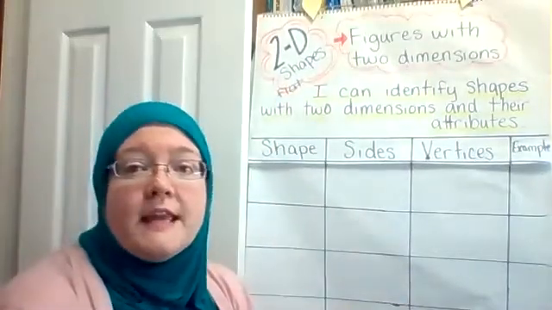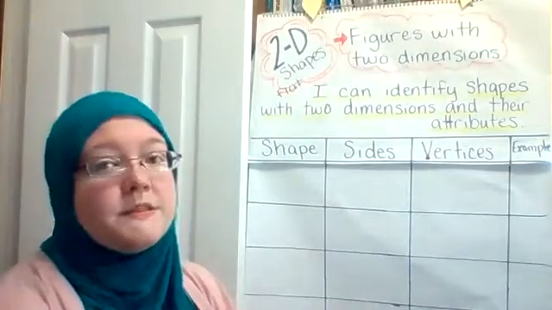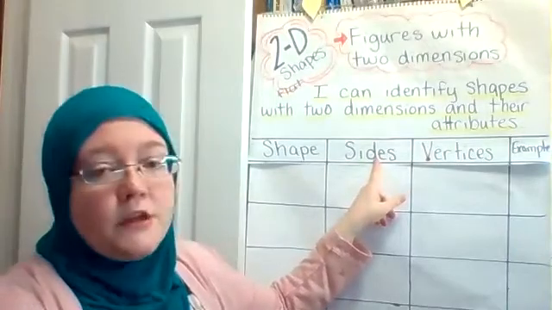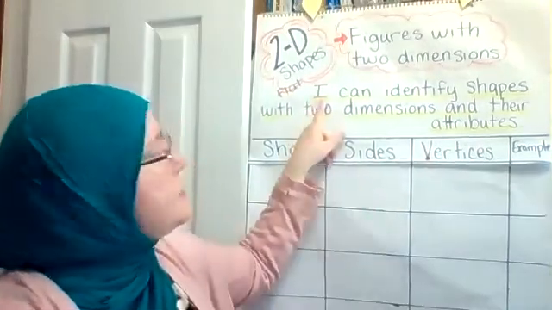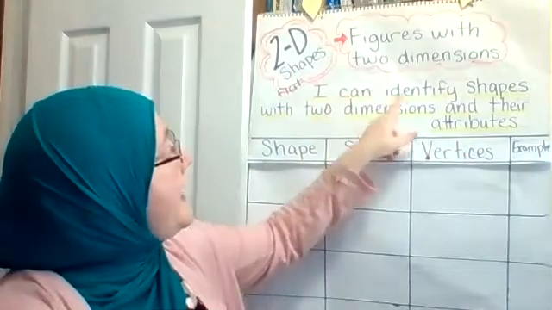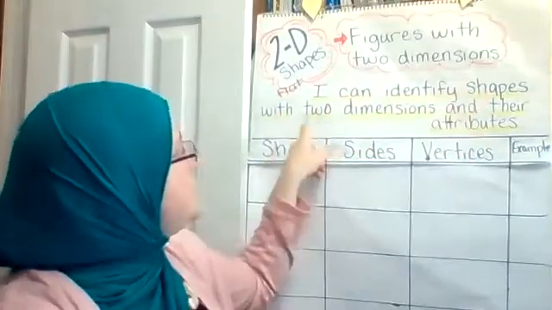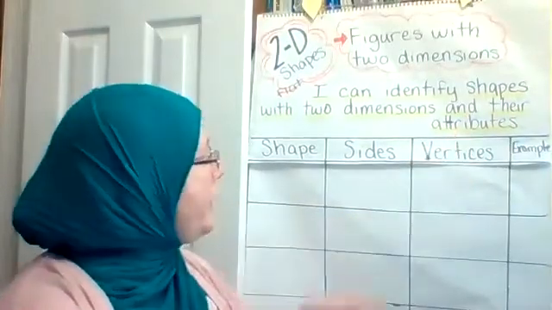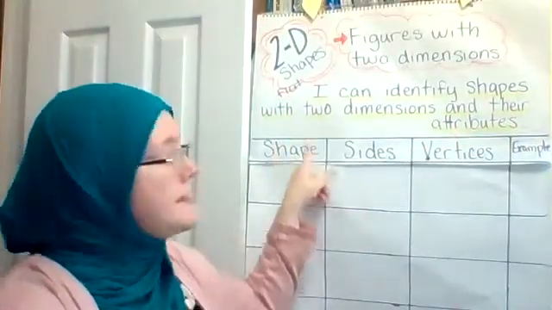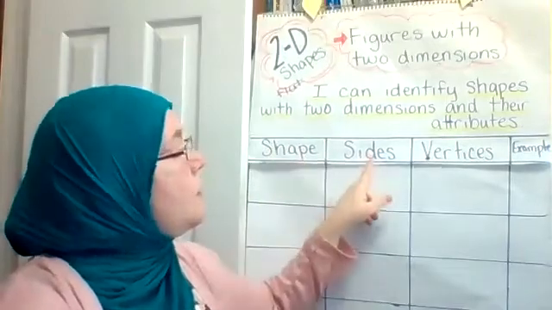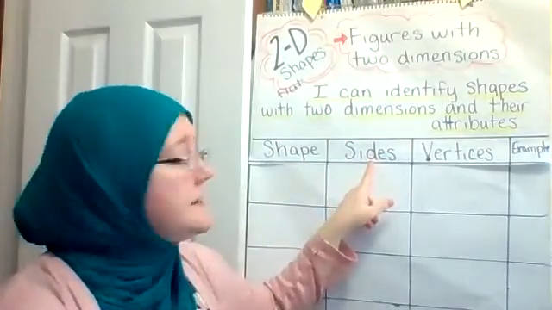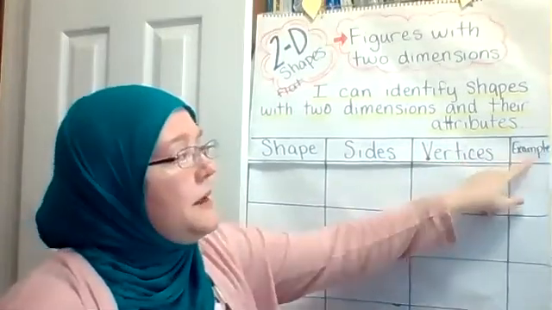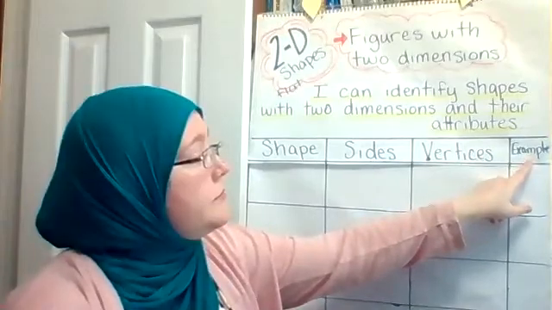So our goal for today is being able to identify our shapes. Not only our shapes, but to identify the attributes. So by the end of our lesson today, you should be able to say, I can identify shapes with two dimensions and their attributes. What are their attributes? So we can say the shape's name. We can say how many sides it has. We can also see how many vertices it has, and maybe give an example or two.